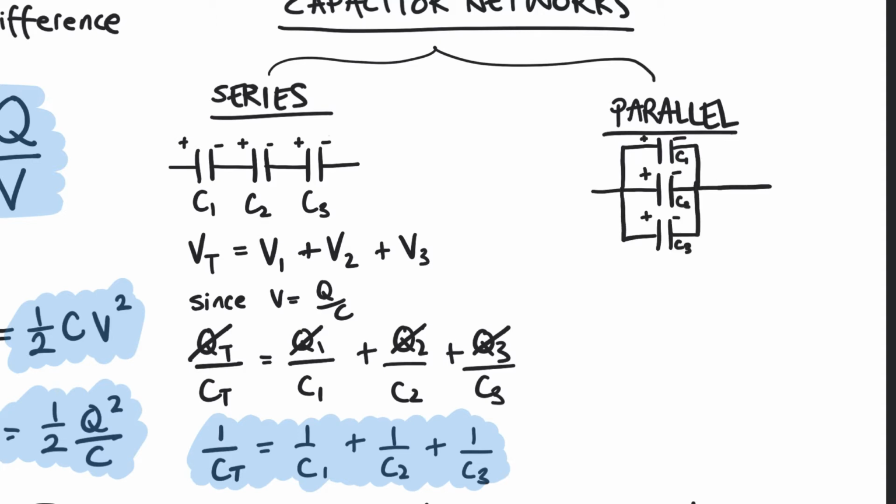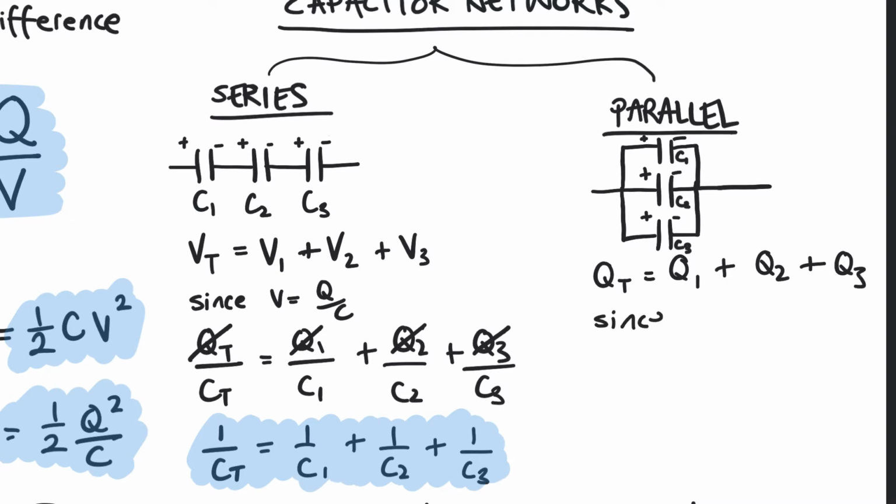So in a parallel circuit, we know that the voltage will be the same across each component, but the current will split and will be shared amongst the different components. So if the current is shared across the components, that means the charge is shared across the components. So we can say that the total charge is equal to the charge across the first capacitor plus the charge across the second plus the charge across the third.